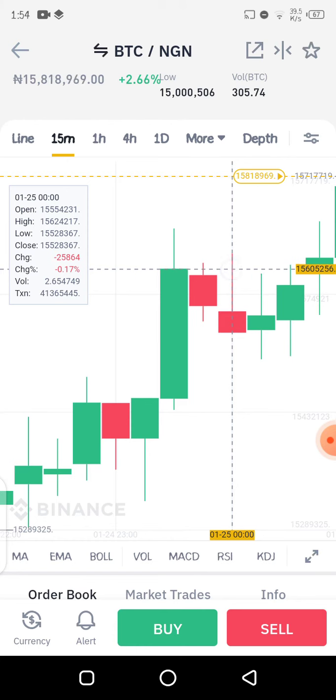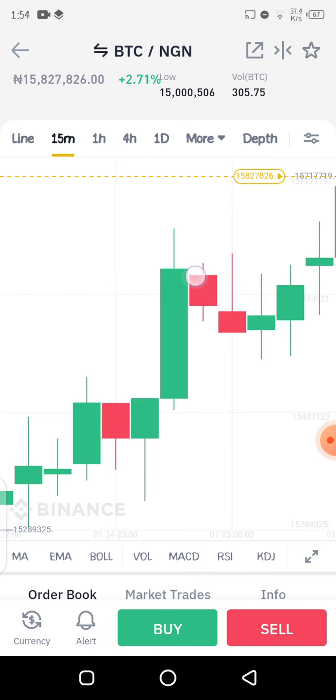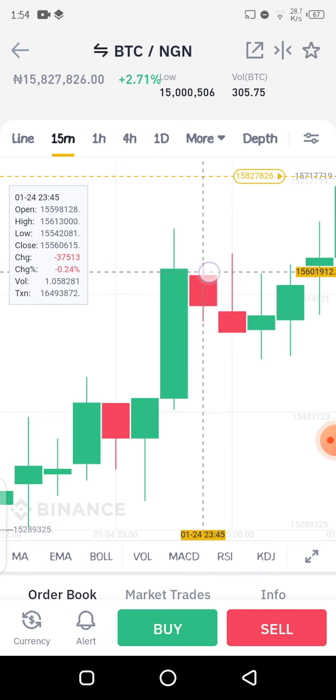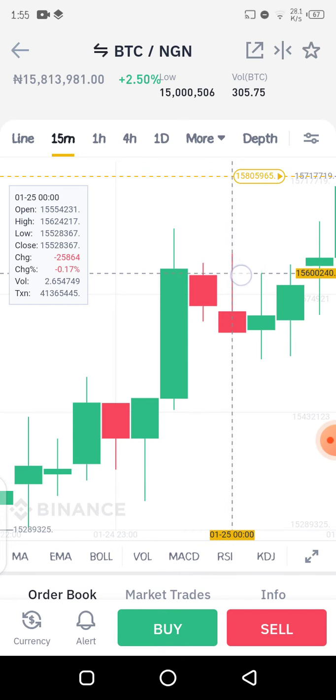So it ended here. Now that's for this 15 minutes. While the trading activities were here, the new time came in, the new 15 minutes, and then it continued here. So there were a lot of buying activities.